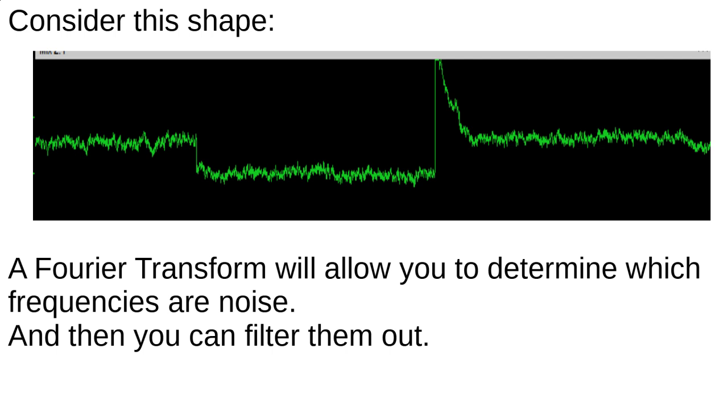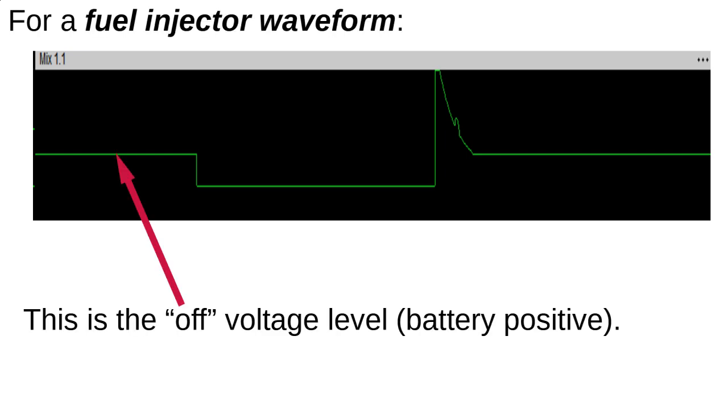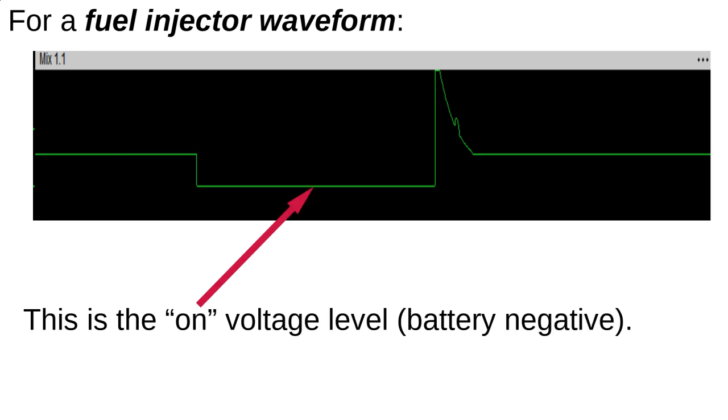Consider this shape. A Fourier transform will allow you to determine which frequencies are noise, and then you can filter them out. After filtering carefully, you see this shape, which is a fuel injector waveform. This is the off voltage level, battery positive. This is the on voltage level, battery negative.